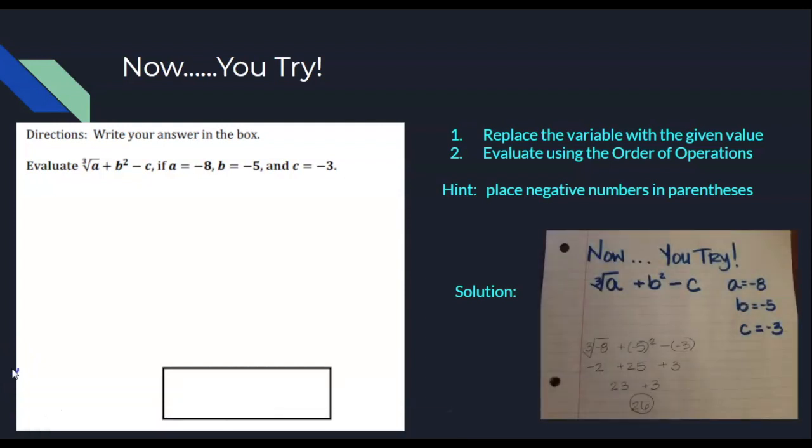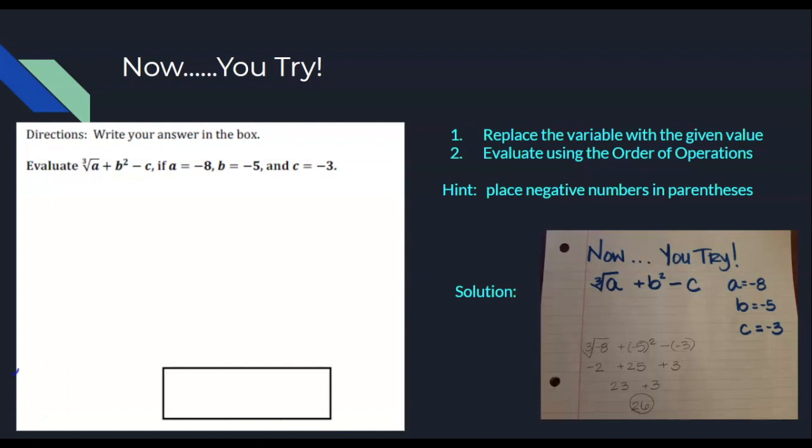Here is the solution. You want to replace the A with negative 8, B with negative 5. Notice I put that in parentheses because I'm squaring it. And then C with negative 3. I put that in parentheses because I have a minus in front and sometimes the signs can get confusing.